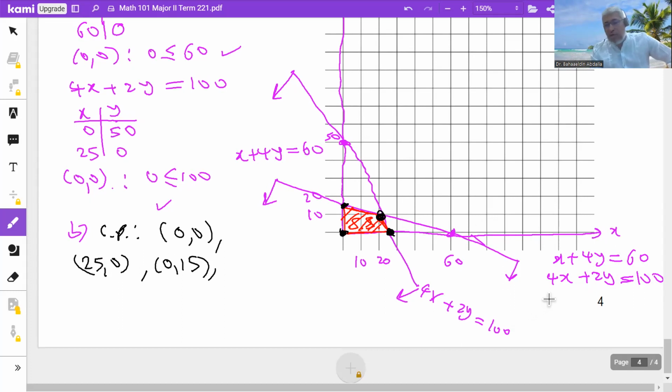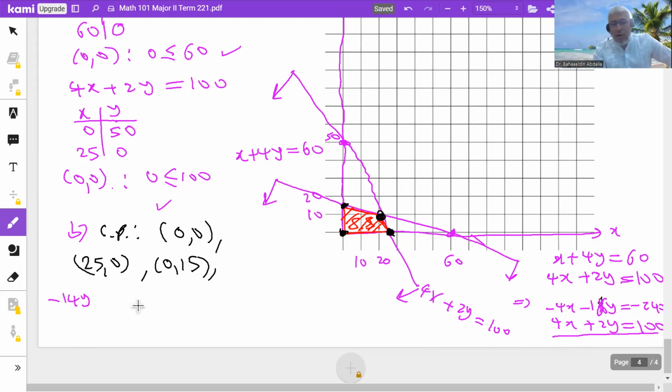You can even use the calculator, or you just multiply the first equation by -4, so you will get -4x, -16y, and -240. And the second equation as it is. Then if you add these 2, you will get 0 here, -16 plus 2, that's -14y. Then -240 plus 100, that's -140. So y would be -140 over -14, that's 10.